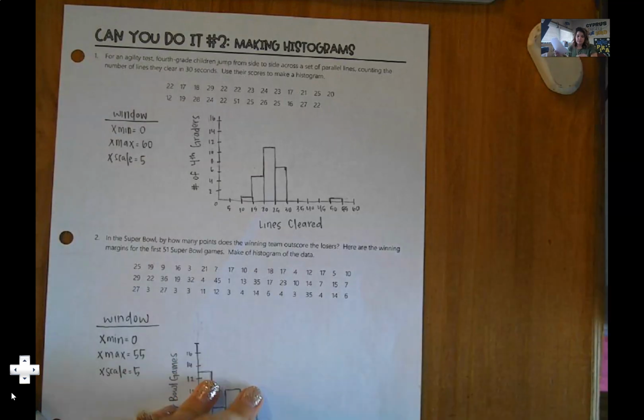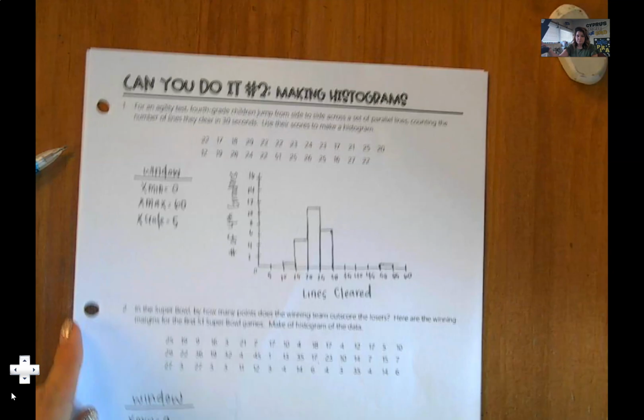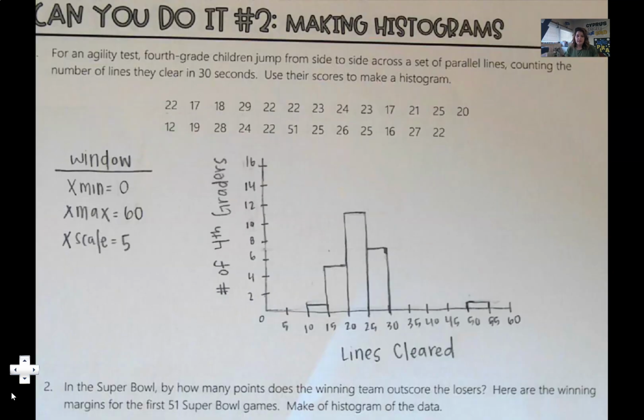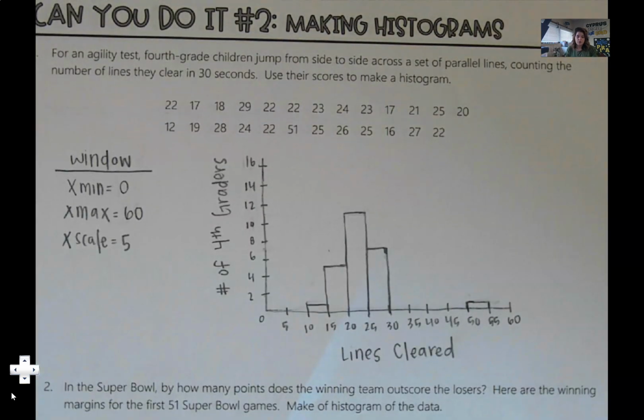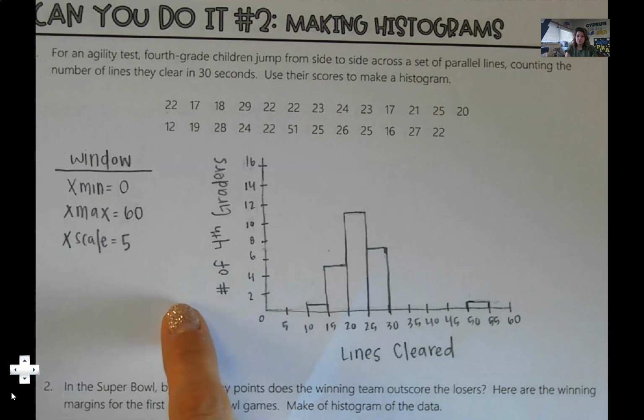So for the agility test for our fourth graders, I used an X min of 0, a max of 60, and a scale of 5. You could have done a smaller scale if you wanted to, but I was satisfied with how this histogram turned out. I labeled my axes, so this is the number of lines cleared. This is the number of fourth graders.